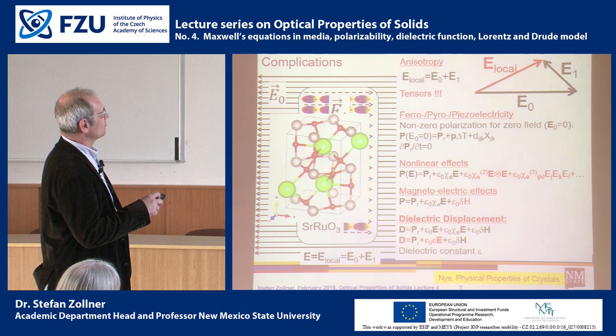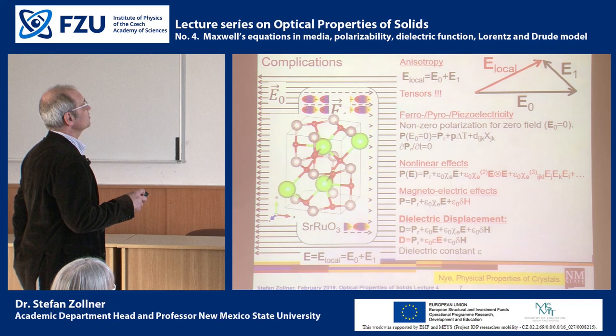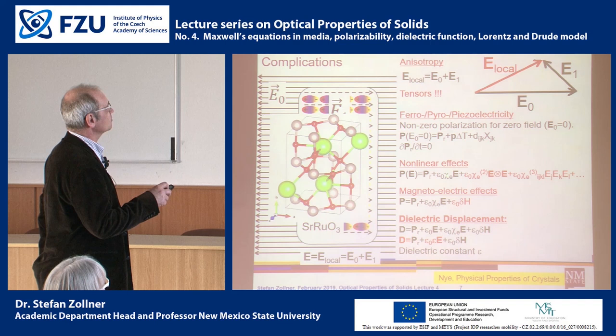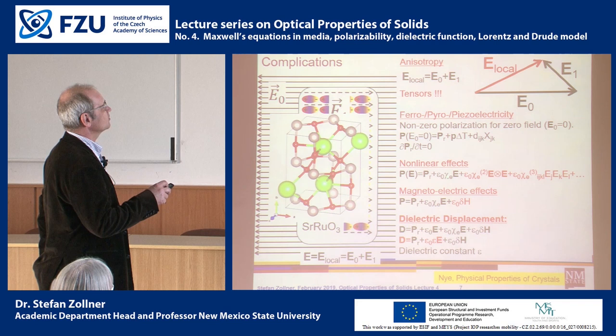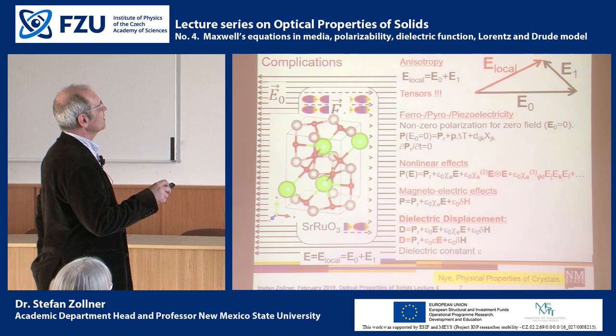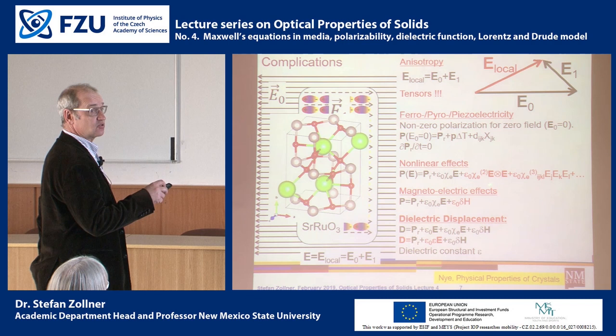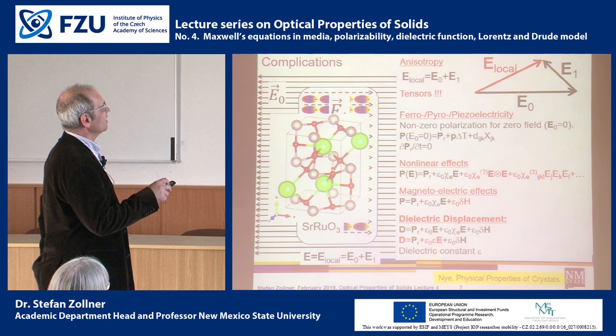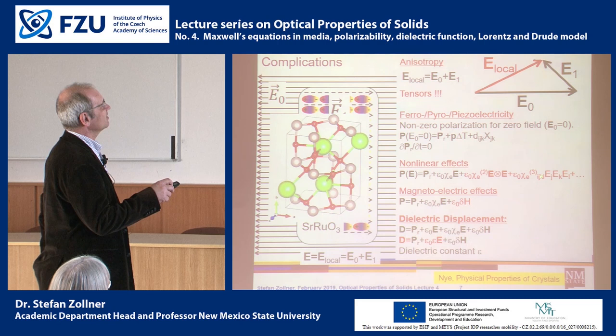So the question is about the ranks of the various tensors in this expression. If we start with the first order susceptibility, this is a 3x3 tensor, so it has two subscripts I and J. The chi 2 has three subscripts I, J, K, and therefore this is a third rank tensor, and the chi 3 has four subscripts I, J, K, L, so this is a fourth rank tensor.